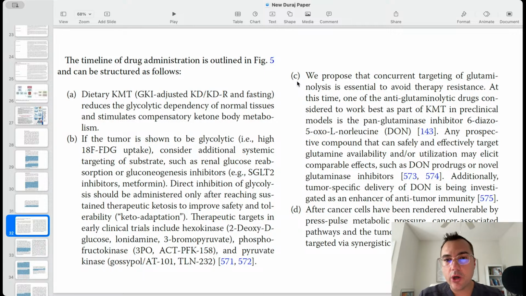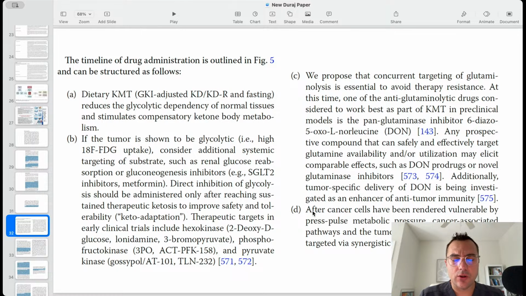We propose that concurrent targeting of glutaminolysis is essential to avoid therapy resistance. At this time, one of the anti-glutaminolytic drugs considered to work best as part of ketogenic metabolic therapy in preclinical models is the pan-glutaminase inhibitor 6-diazo-5-oxo-L-norleucine, DON. Any prospective compound that can safely and effectively target glutamine availability and or utilization may elicit comparable effects, such as a DON prodrug or novel glutaminase inhibitors. Additionally, tumor-specific delivery of DON is being investigated as an enhancer of anti-tumor immunity.